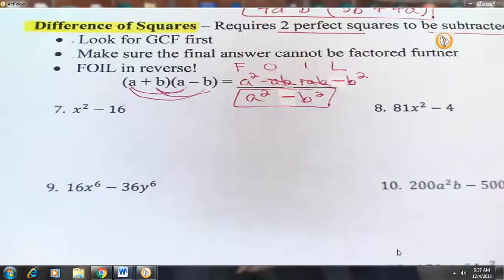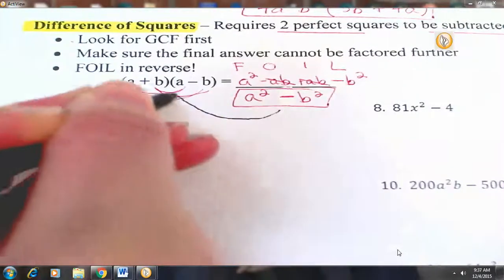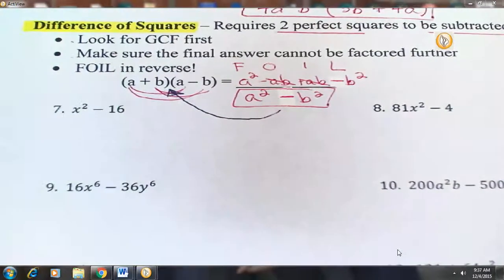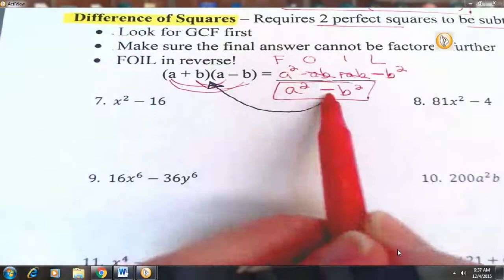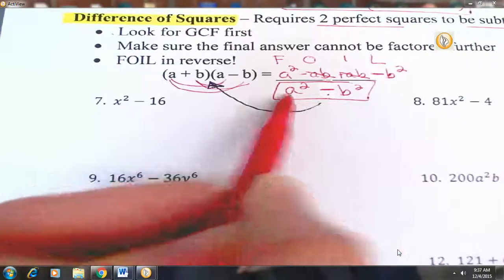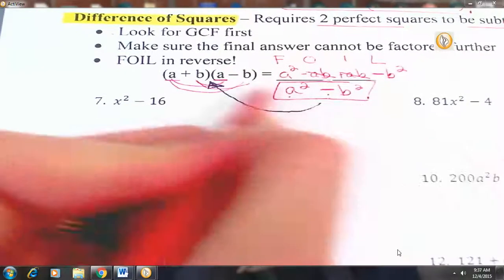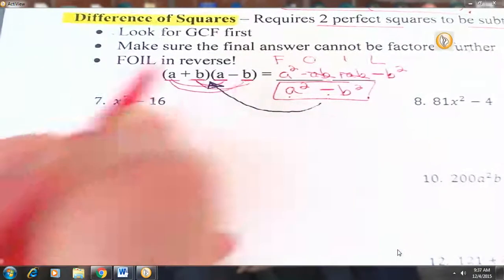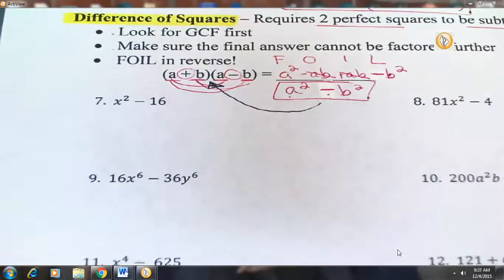When we do difference of squares, we're actually going to work backwards. I'm going to be given this answer, and I want to factor it to look like that answer there. Okay, we're working backwards from FOILing. So notice our parentheses. If you take the square root of a squared, what do you get? A. And the square root of b squared is b. One sign is a plus, one is a minus. And that will always happen. So look at example number 7.